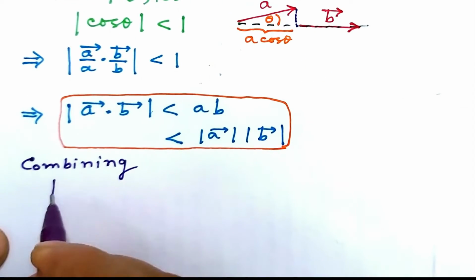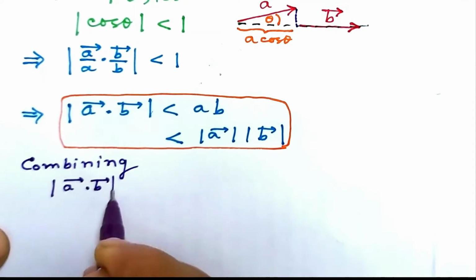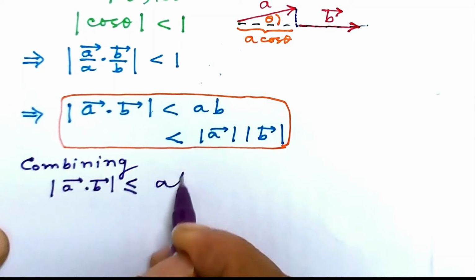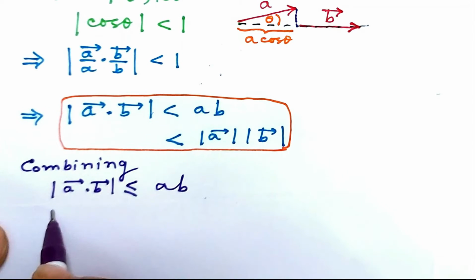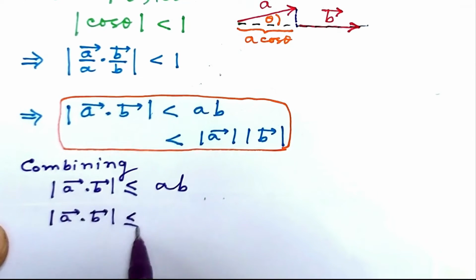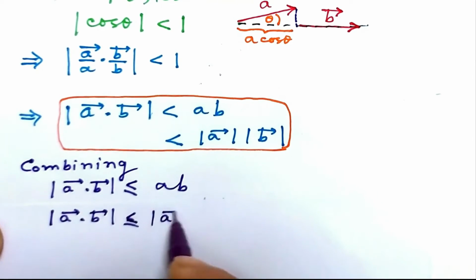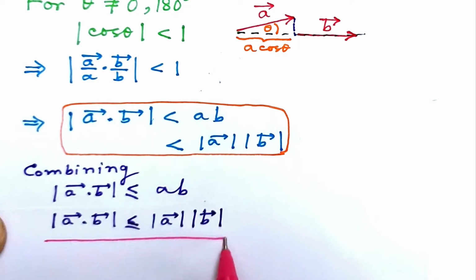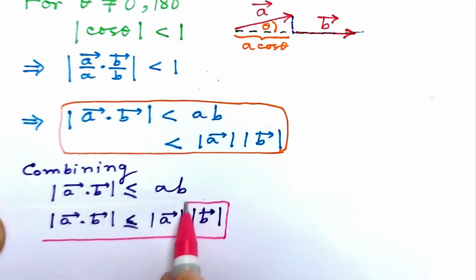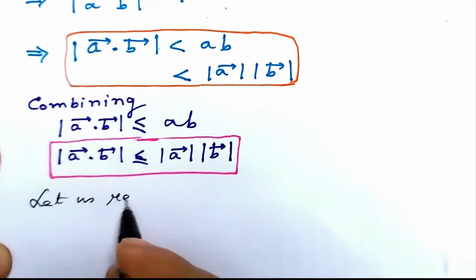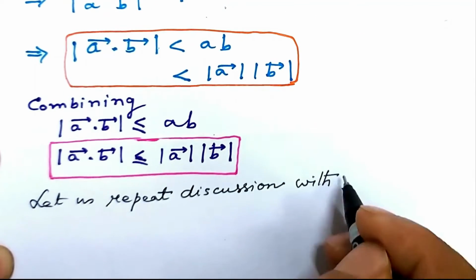Combining, we write mod vector A dot vector B is less than or equal to A into B, or we write it as mod vector A dot vector B is less than or equal to mod vector A into mod vector B. This is an important result expressing both the equality and inequality involving vectors. Let us repeat discussion with kets now.